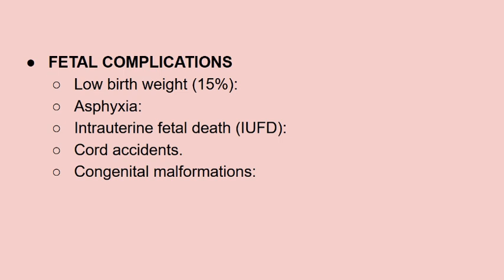There's an increased risk of cord accidents, cord prolapse, filamentous insertion of the cord. There's also an increased risk of congenital malformations because, as I mentioned before, placenta previa is always associated with placental abnormalities. So in the same vein, the abnormalities in the placenta would also be seen in the formation of the baby.